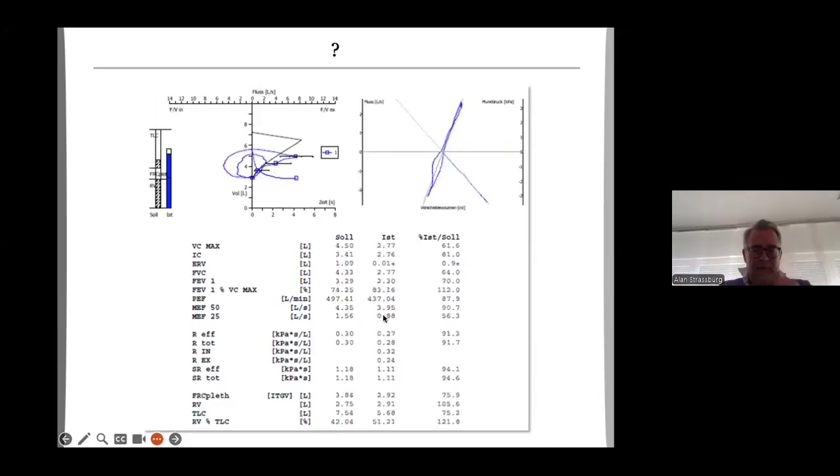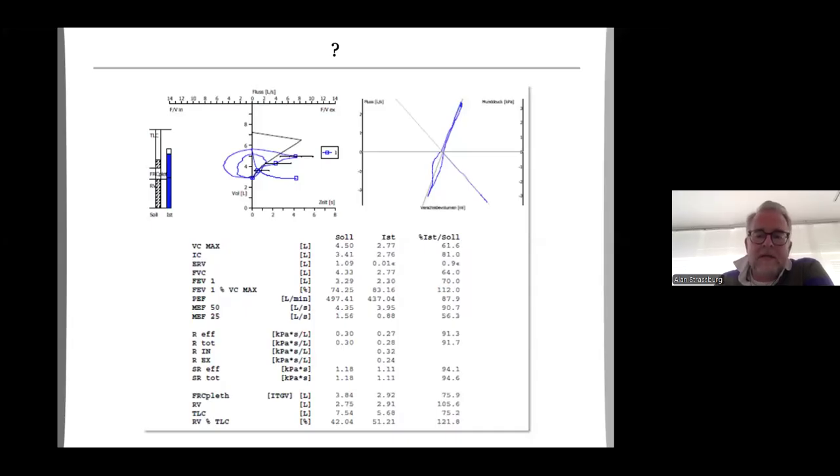This volume curve here looks quite different to those beforehand. It is not elevated in this graph. It is slightly smaller than the normal reference curve. And if we take a look at the Tiffeneau quotient, which you do first in all cases, you will see that it is above 70%. It is at 83%, which rules out an obstructive ventilation disorder.